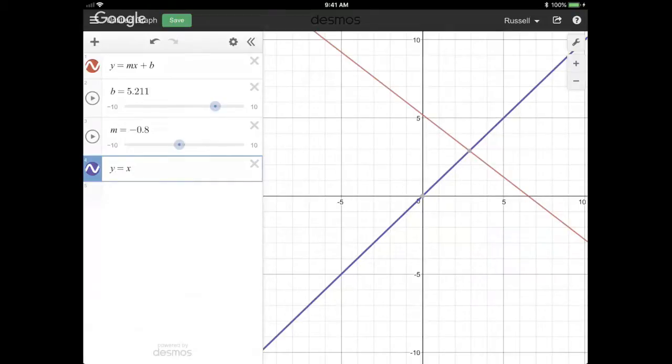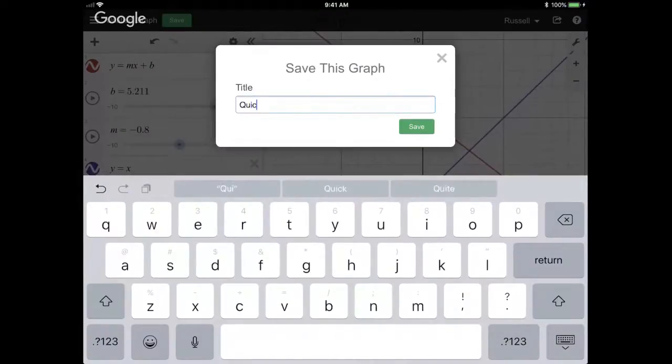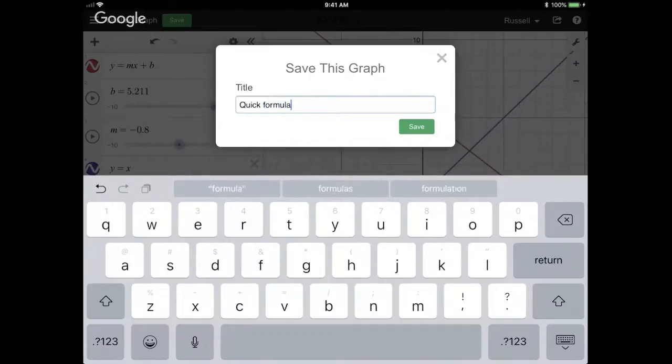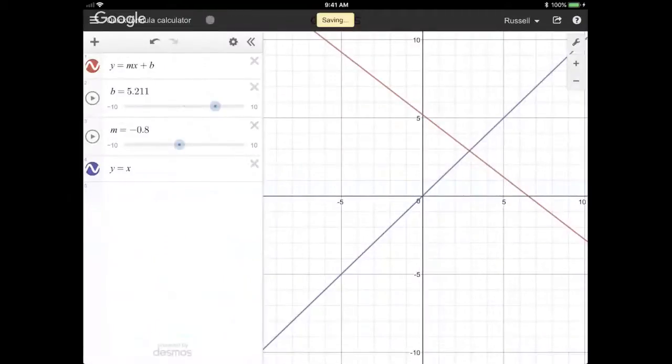Cool. And you can see that I can come up here and title this graph. I can say quick formula calculator. So you'll have to make an account if you want to do this, but that's pretty easy to do. And now it'll save it just like it is.